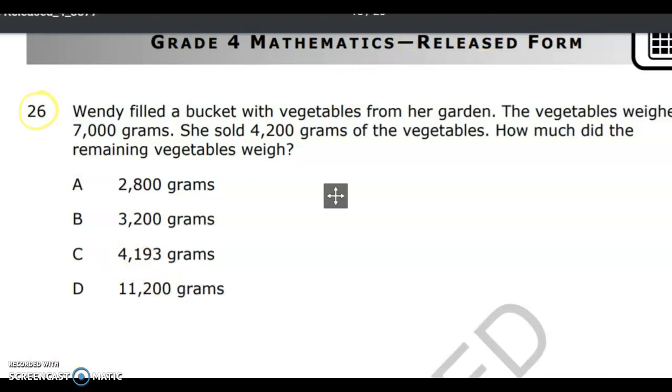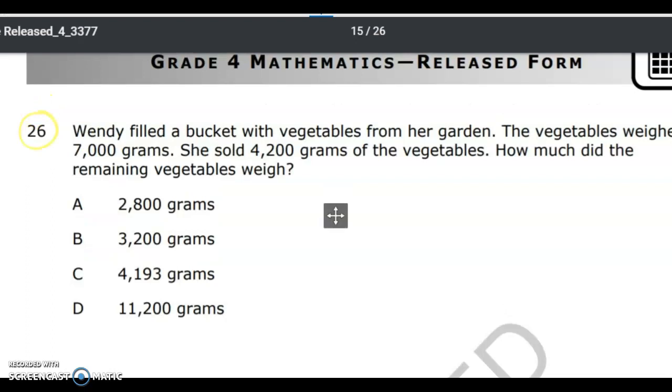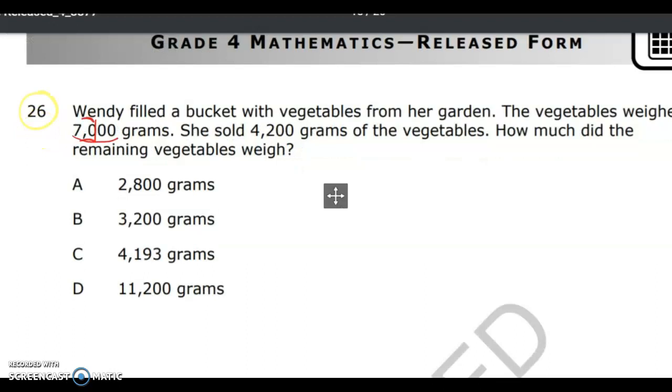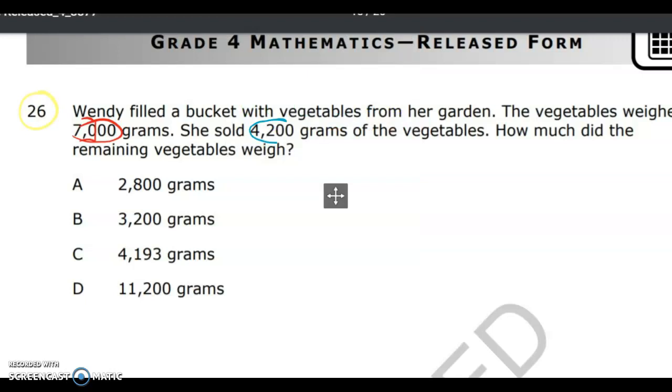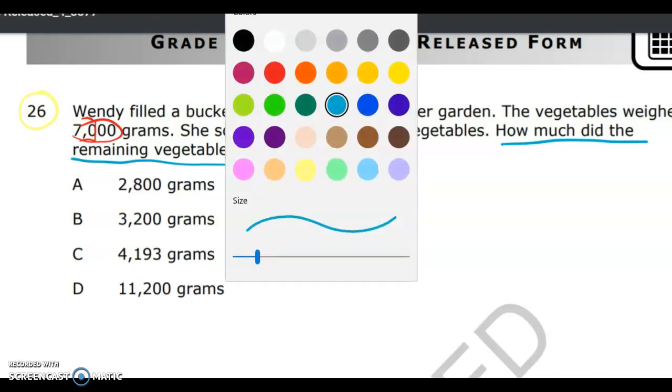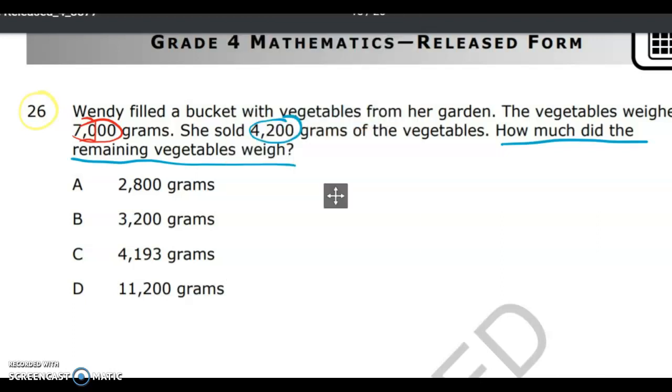Okay. So let's go in and do our Q's on this one. And our key numbers, you've got 7,000 right here. And you got 4,200 right here. Our question, how much did the remaining vegetables weigh? So what are some of the key terms that we need to be looking at? Remaining. What's remaining?